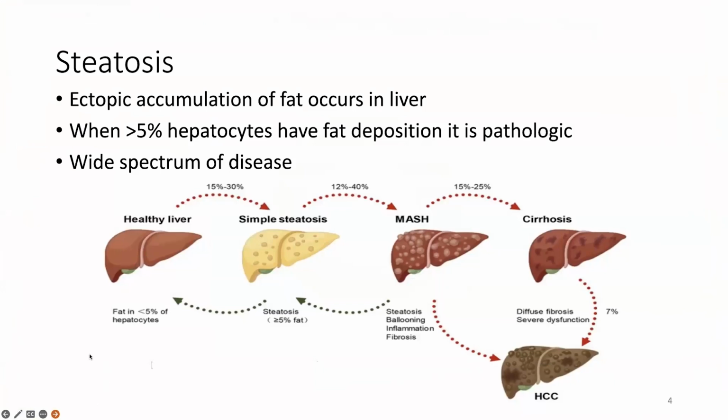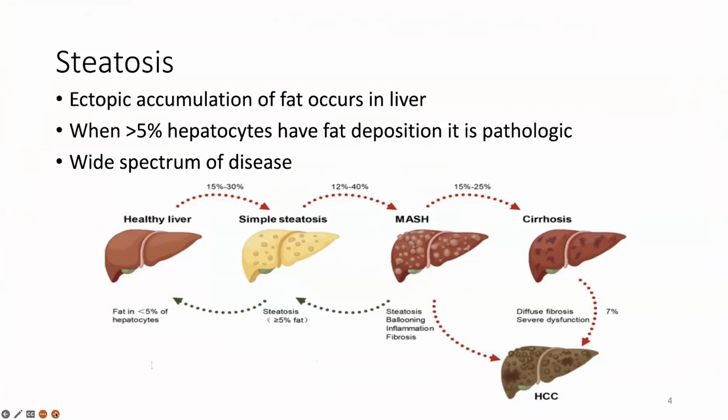What is fatty liver disease? By default, it is defined as an ectopic accumulation of fat which occurs in more than 5% of the hepatocytes. Any fat which is less than 5% of the hepatocytes is physiological and not pathological.